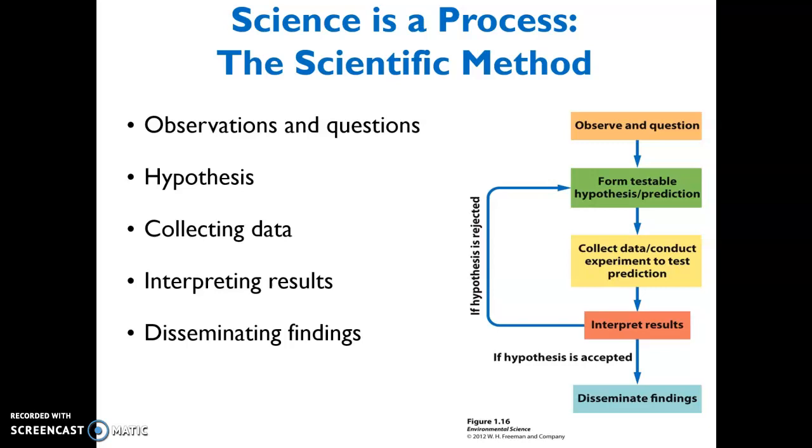So the scientific method has a series, a process which is always followed. And then within it, there are factors such as in collecting data that may make the process or the method stronger or weaker.